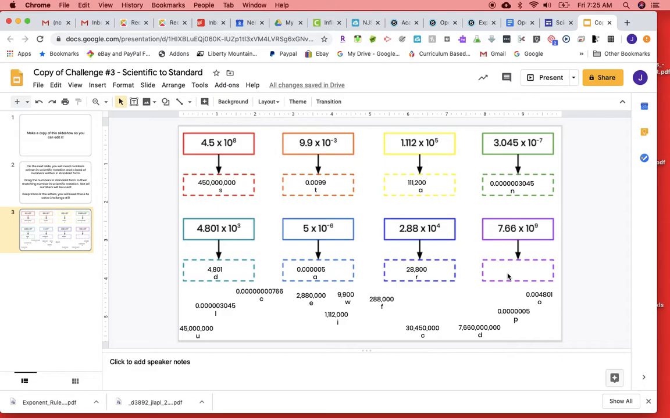.66 times 10 to the 9th. Our 9th is telling us our number is going to be very big, moving our decimal place 9 places to the right. So this one's going to be a text box. Right now our decimal, do a text box again.